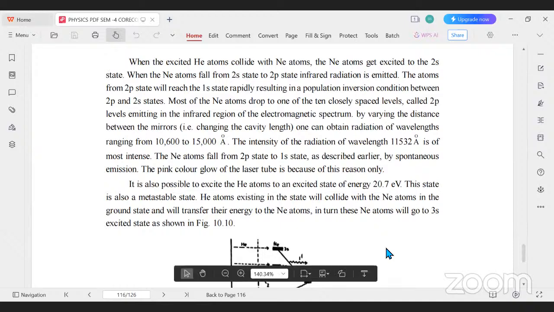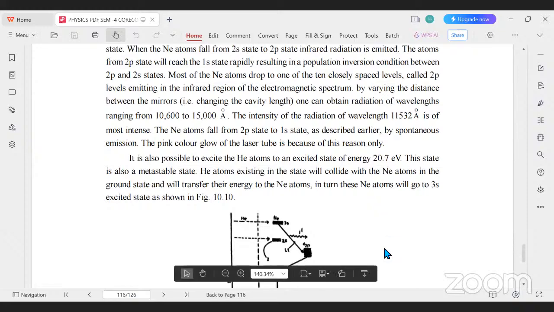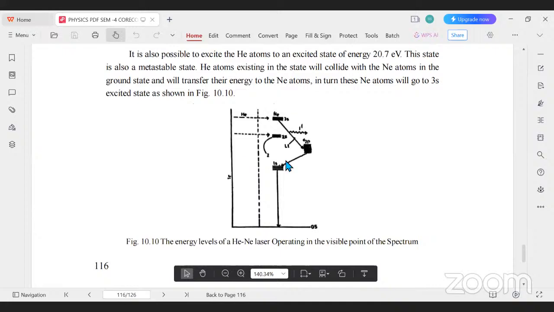The helium atom exciting in that state will collide with the neon atoms in the ground state and will transfer its energy to the neon atoms. In turn, these neon atoms will go to the 3s excited state as shown in the figure. So here we can see how this excitation takes place from helium to neon.